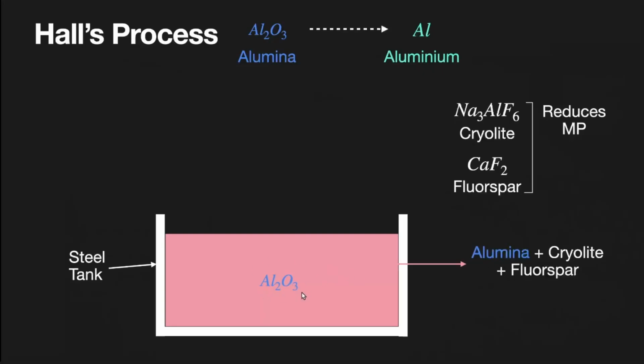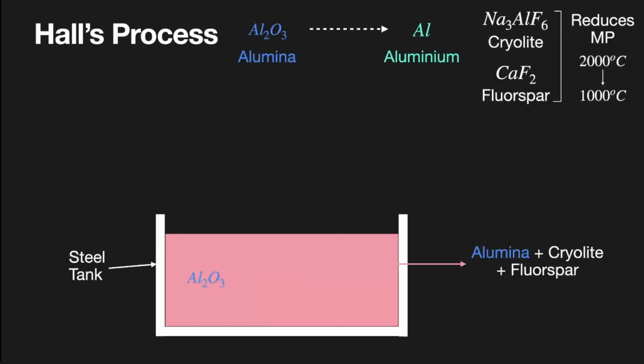Normally, alumina has a melting point of 2000 degrees C. But when we add these chemicals, it reduces the melting point to 1000 degrees C. That's a huge gain, right? So we can save on a lot of energy. Now, when alumina is melted, we are going to get our aluminium ions and oxygen ions. Now, all we've got to do is add electrons to our aluminium ions, and then we'll get aluminium metal, right?